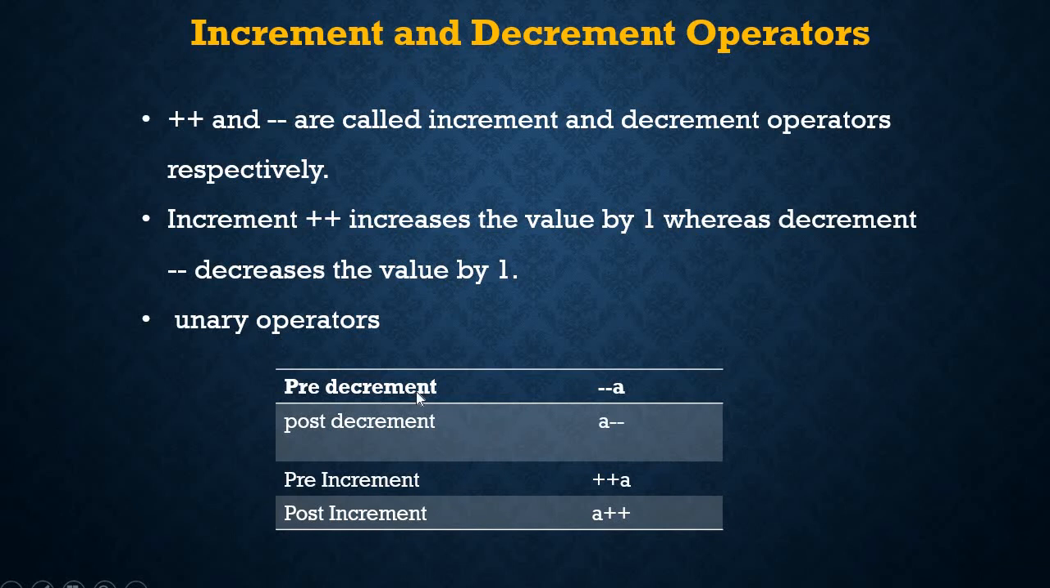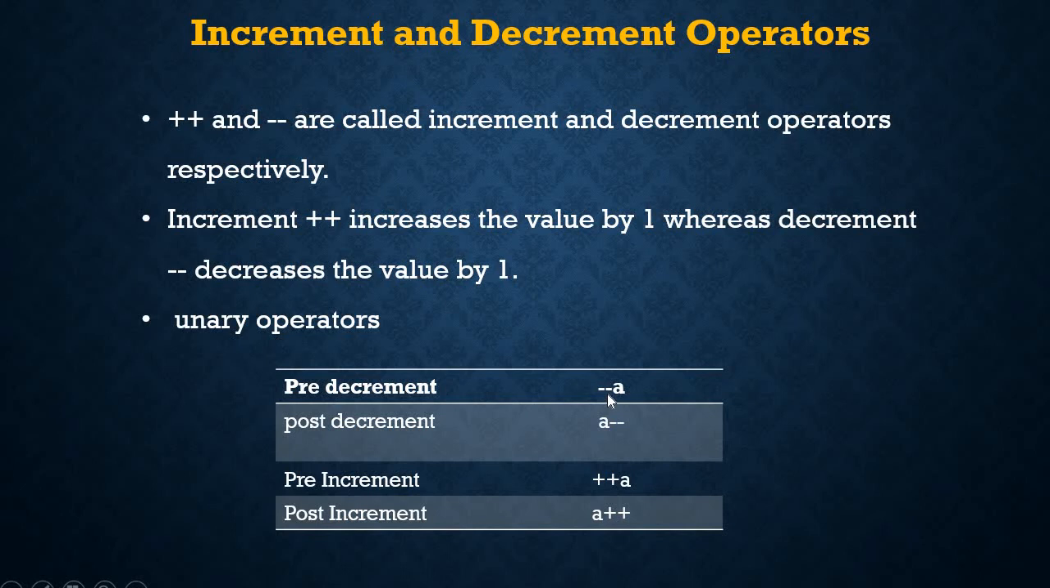So what do you mean by pre-decrement? Minus minus A, that is, the operator comes first and then the variable. Pre means prior. Post-decrement, A minus minus: first the variable will be placed and then the operator minus minus. So there is a difference between these two. Both are decrement operators only, but how they are going to be executed is different.